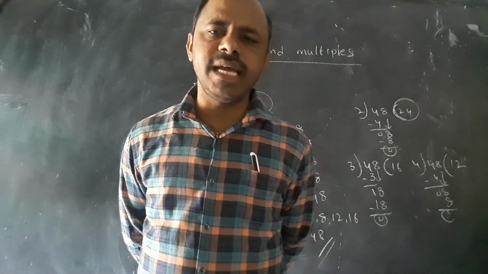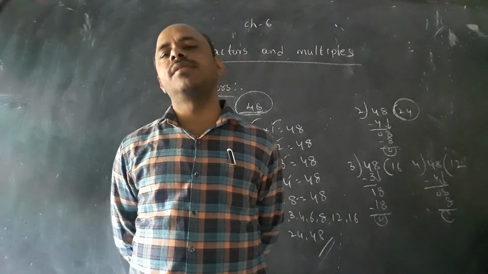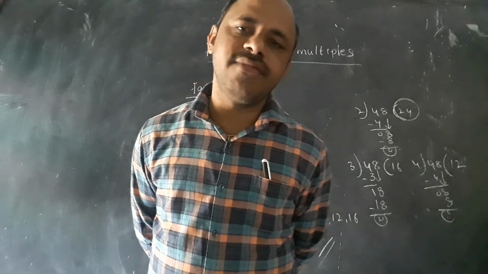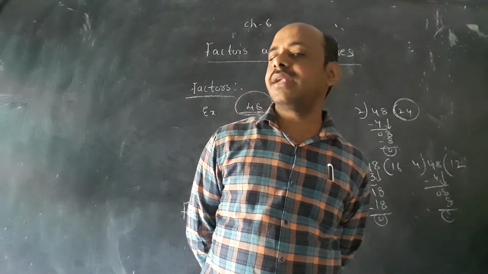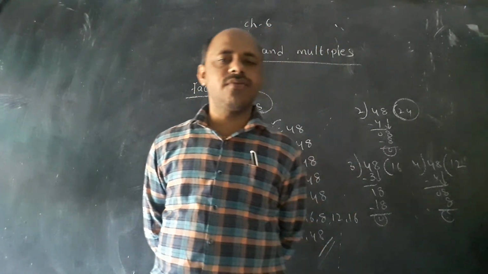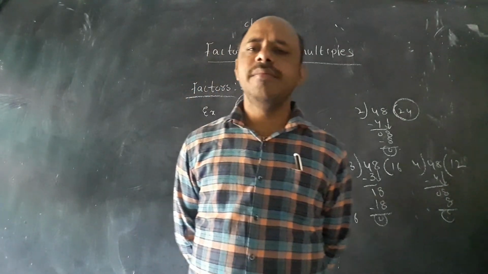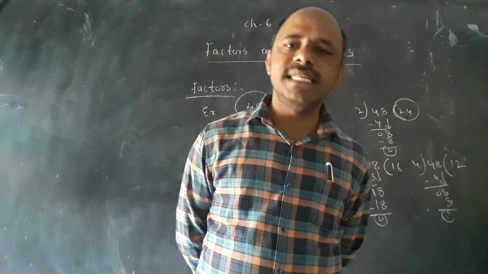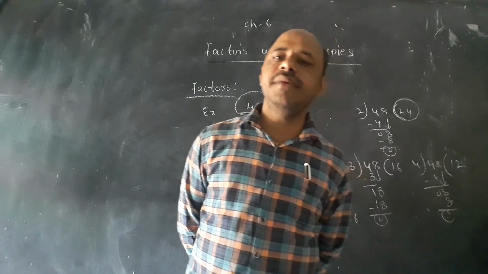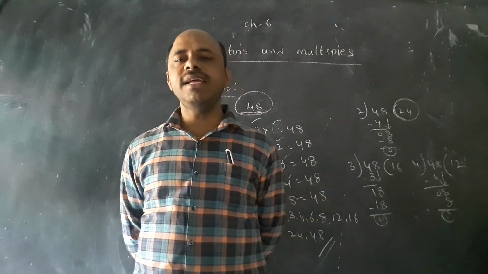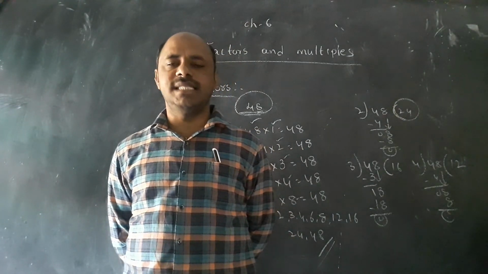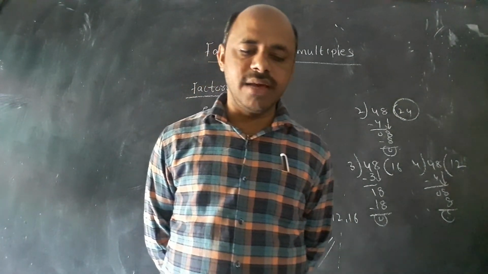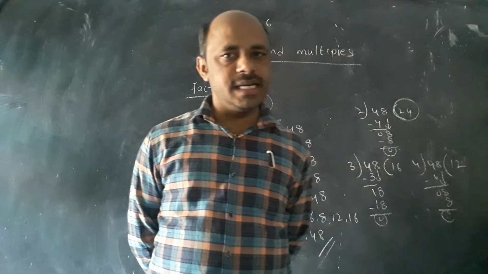By the same way, every number is divisible by itself. Take 2: in the 2 table, 2 1s are 2. 3 table, 3 1s are 3. 4 table, 4 1s are 4. 5 table, 5 1s are 5. Means every number is divisible by itself. Means every number has two factors: 1 and itself, whatever number they give.